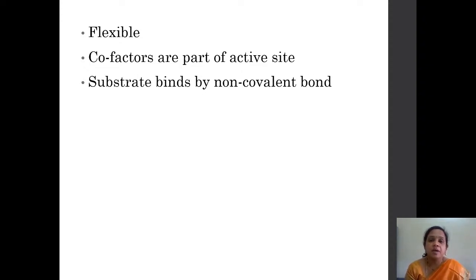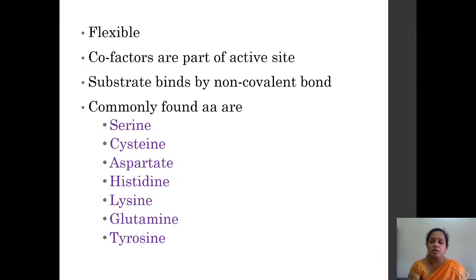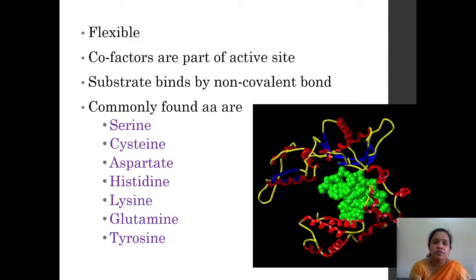The substrate binds by non-covalent bonds. The substrate has to bind to the active site, and that binding is by non-covalent bonds. If it was a covalent bond, both of them would fuse together, and the reaction would not go further. So this region is a very flexible region which can accommodate a substrate. And usually the cofactors or the activators that are required to enhance the rate of the reaction are present in this active site only. The binding of the substrate and the components of the active site is non-covalent.